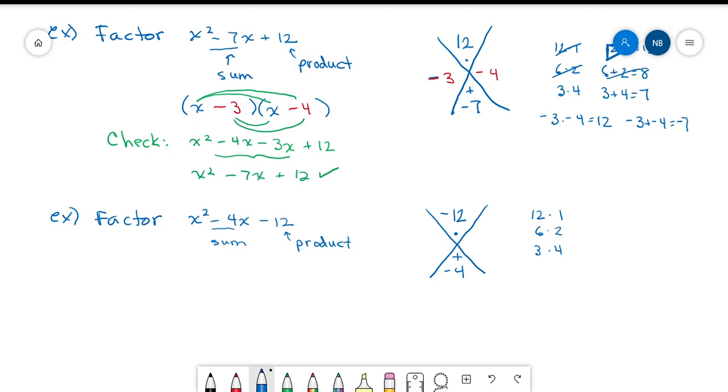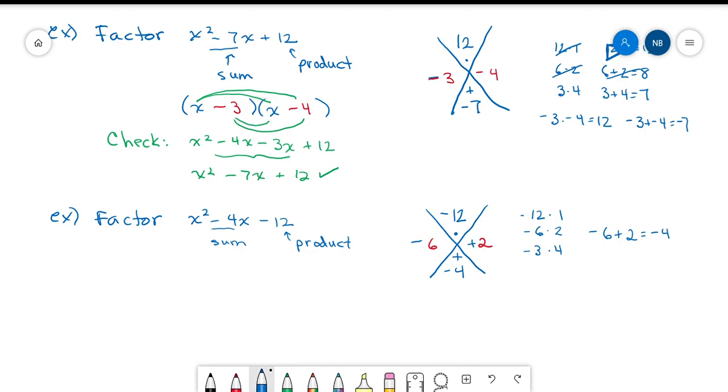Now, of course, one of them is going to have to be negative, and the other one's going to have to be positive, because a negative times a positive is a negative. So which pair of numbers, if I have one negative and one positive, would give me negative 4 when I add them? If you guessed negative 6 and 2, you are absolutely right. So our numbers are negative 6 and positive 2.